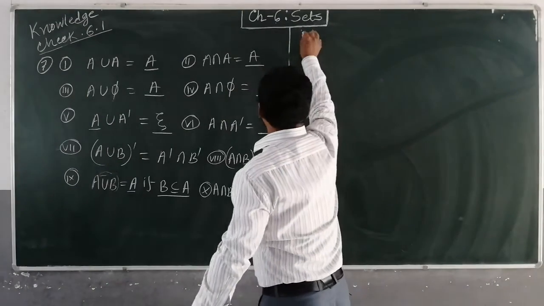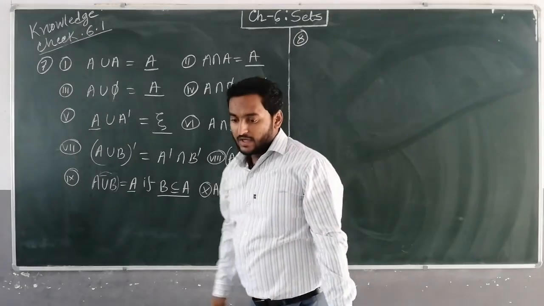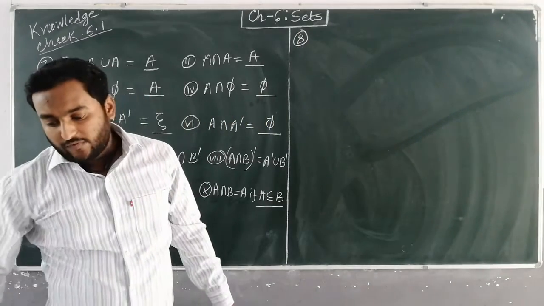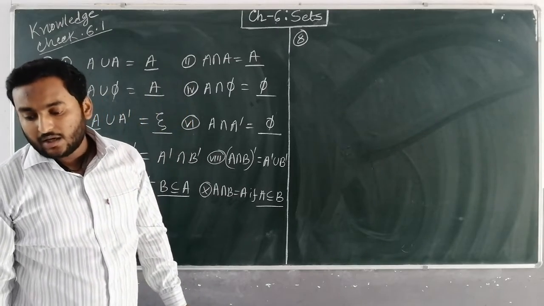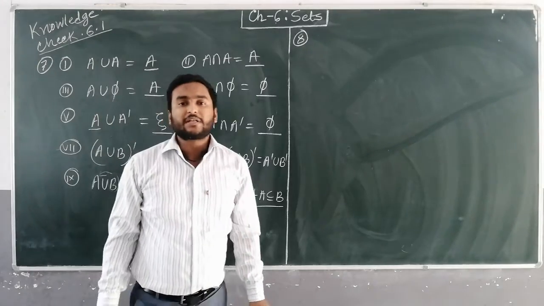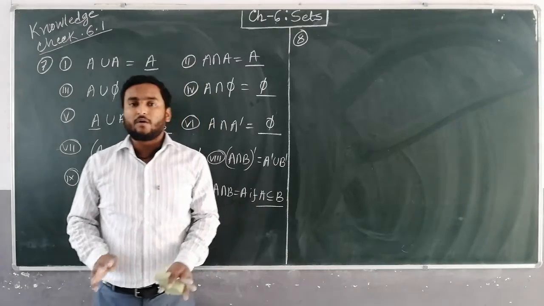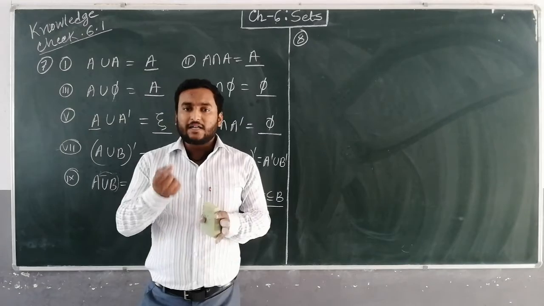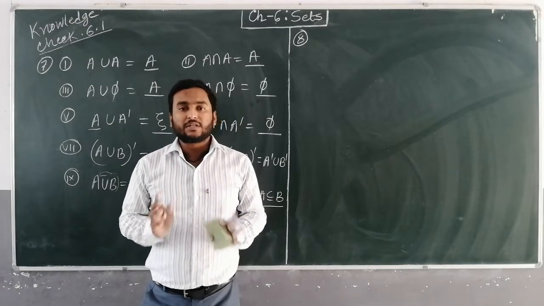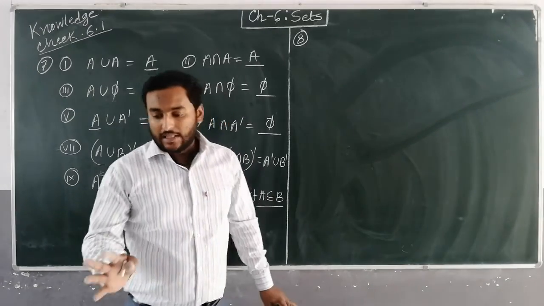Okay. So now question number 8. Read the question. State which of the following pairs of sets are disjoint sets and which are overlapping sets. Disjoint means there will be no element common between these two sets. And overlapping means at least one element will be common between the given two sets. That you have to keep in mind.